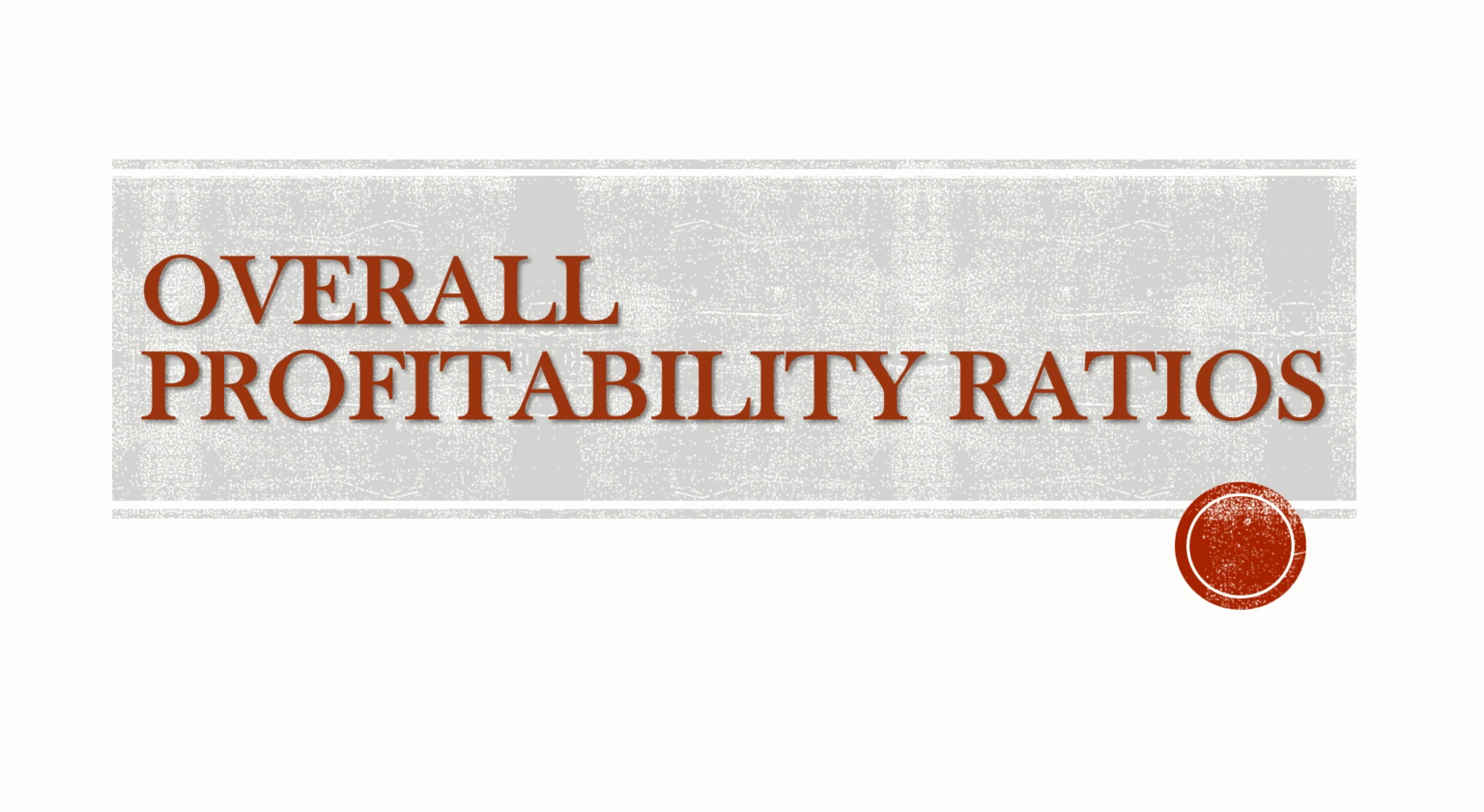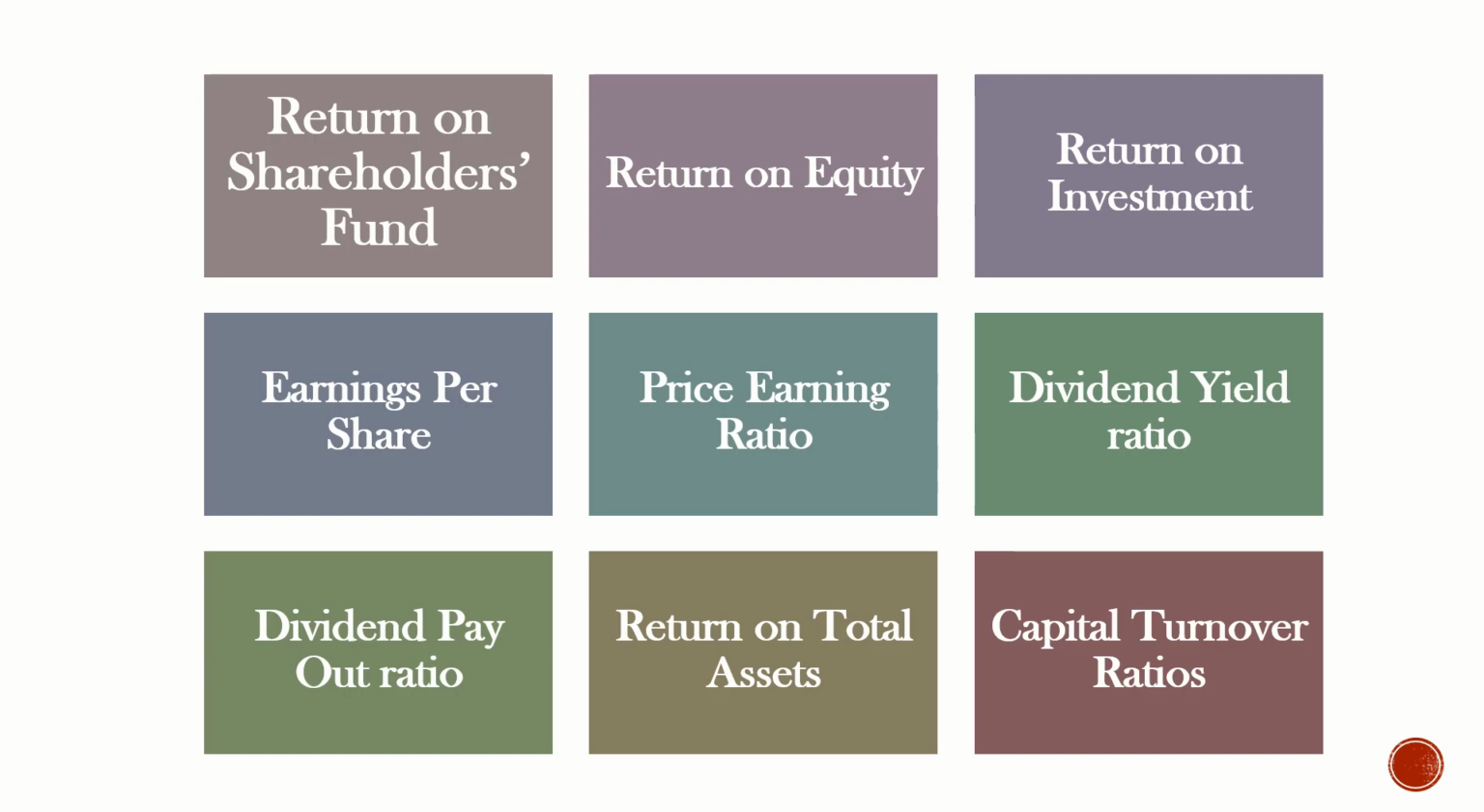The general profitability ratios include the operating ratio, the operating profit ratio, the gross profit ratio, and the net profit ratio. Now, today we will discuss the overall profitability ratios, the different ratios involved in it, the significance and importance of each ratio, and also the calculation and formula of each ratio.